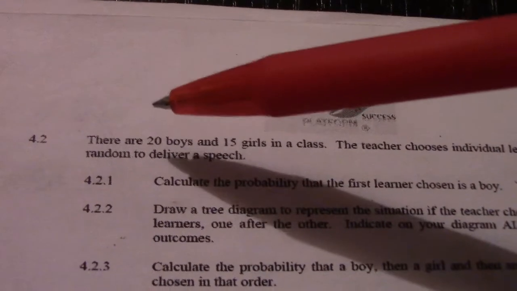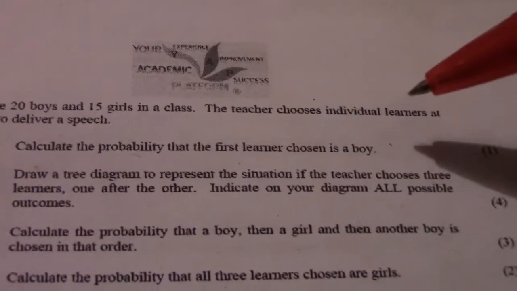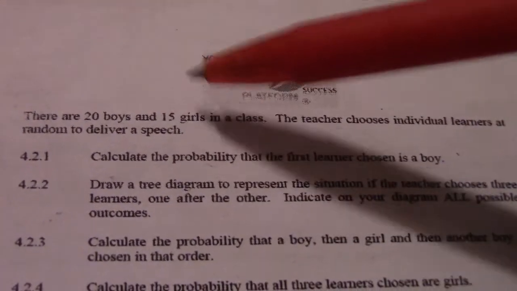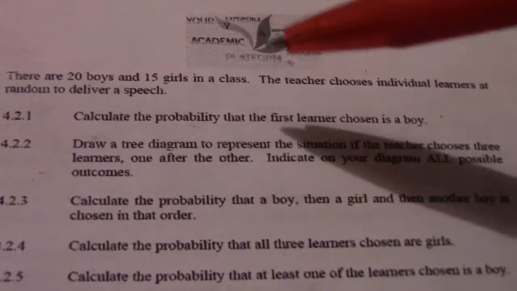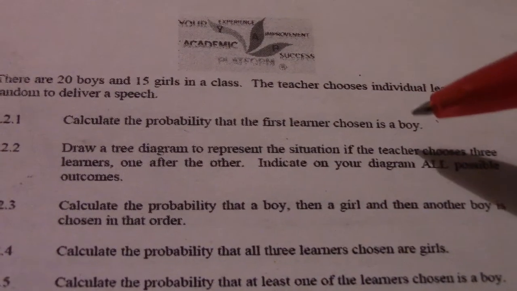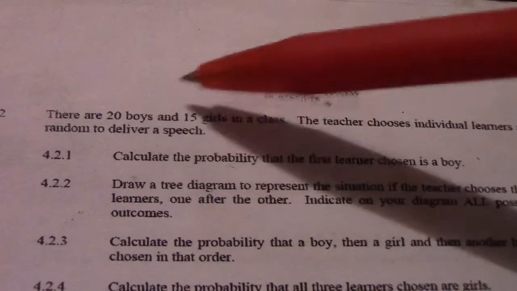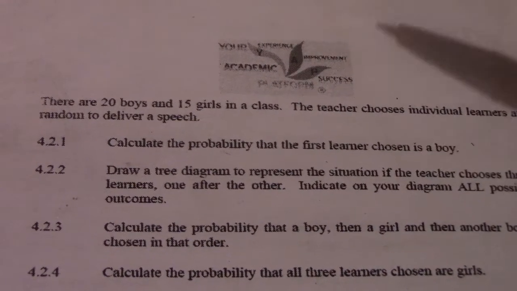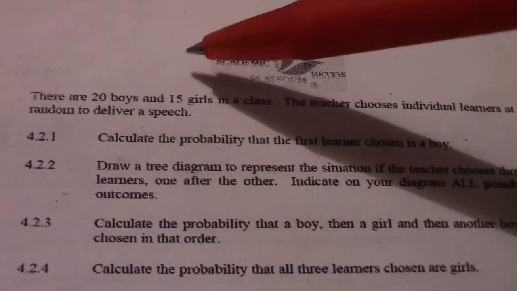Right, tree diagrams. There are 20 boys and 15 girls in a class. Teacher chooses individual learners at random to deliver a speech. So number 1, calculate the probability that the first learner chosen is a boy. I have 20 boys. If I count the sample space, 20 plus 15 gives me 35 learners. So the probability that the first learner chosen is a boy should be 20 out of 35.